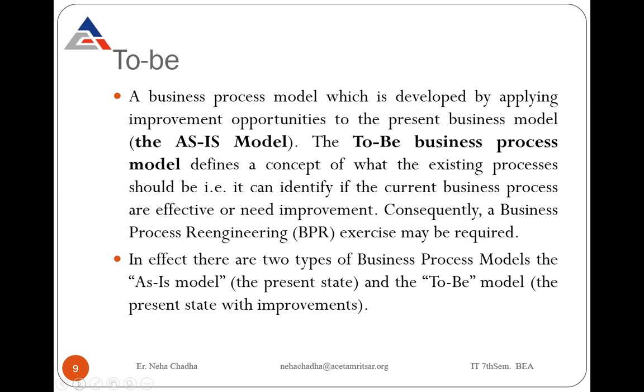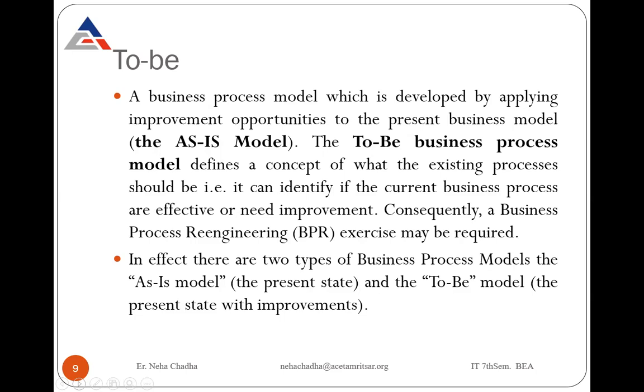To-be is a business process model which is developed by applying improvement opportunities to the present business model. That means the as-is model is available to you and you are going to enhance, change and improve that system by making some changes in the existing system; that is called the to-be system. The to-be business process model defines a concept of what the existing process should be. That is, it can identify if the current business processes are effective or need improvement. Whether your system is giving an effective solution or requires some improvement. Consequently, a business process re-engineering exercise may be required. That means we have to analyze what changes are required.